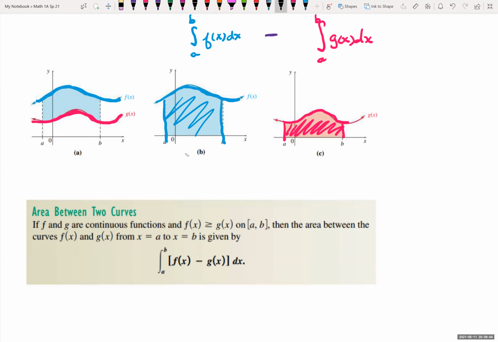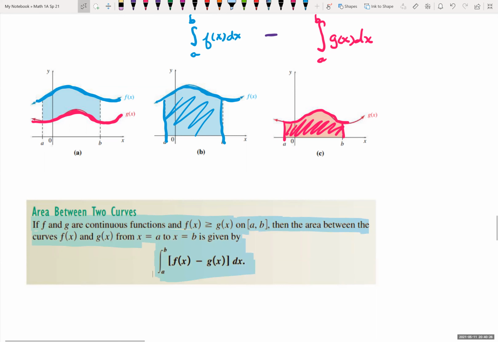So a couple of stipulations that we have to put on there: we need to know that our functions f and g are continuous on that interval [a, b], and we need to know which function is bigger. The function that is bigger is the one that goes first, minus the function that is smaller on [a, b]. Then the area between the curves f of x and g of x on [a, b] is given by the definite integral from a to b of our function f of x minus our function g of x.